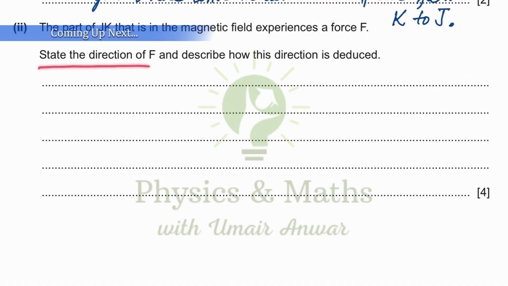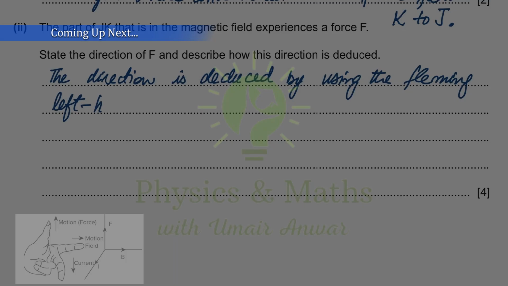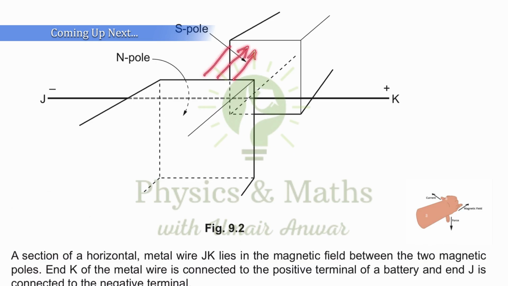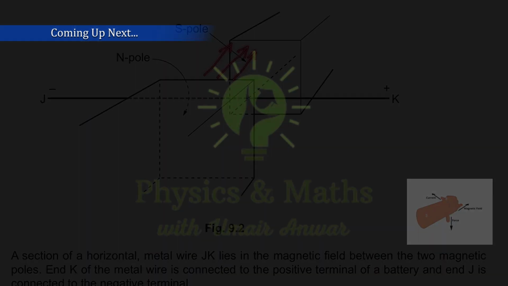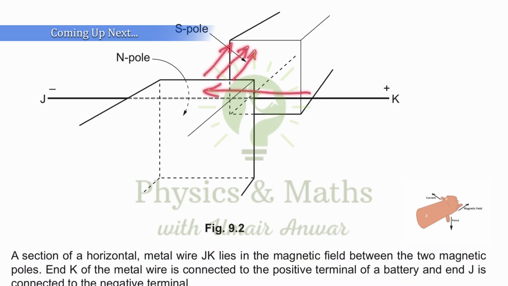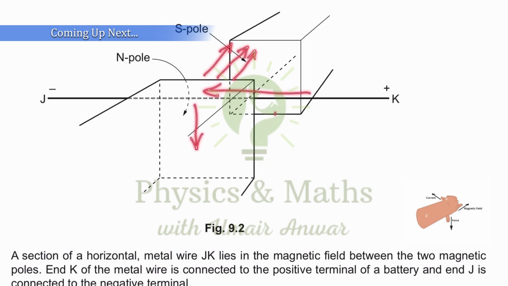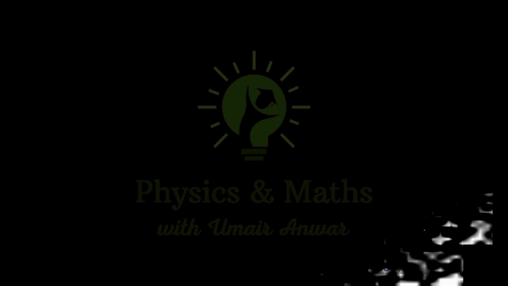State the direction of F and describe how this direction is deduced. So in generators, the right hand rule is used, and in motors or the motor effect, Fleming's left hand rule is used. The first finger would be aligned into the page. The conventional current is to the right, so the second finger would be aligned towards the right and the thumb is pointing downwards. So it means that a force in the downward direction would be experienced by this conductor.